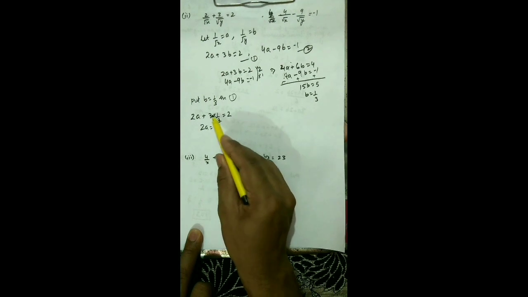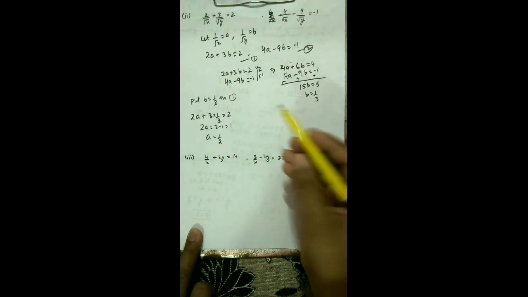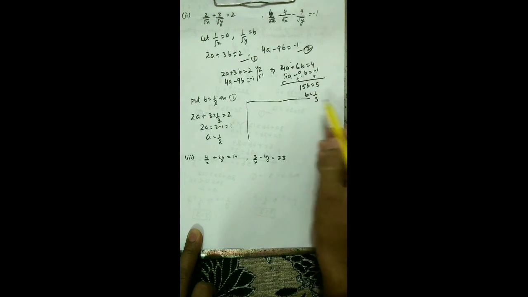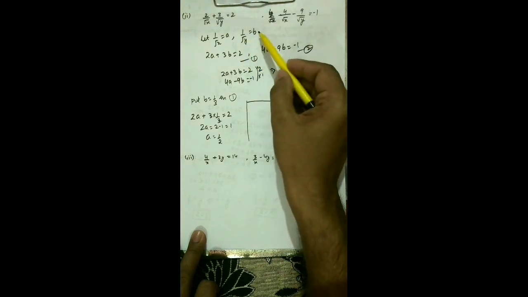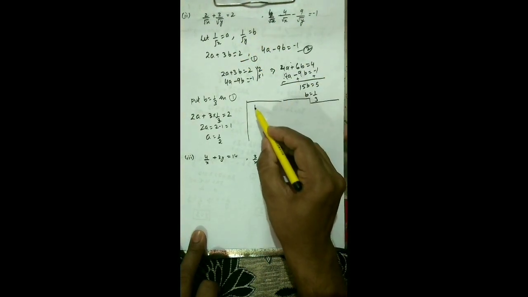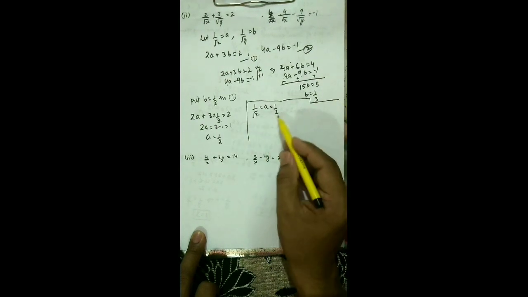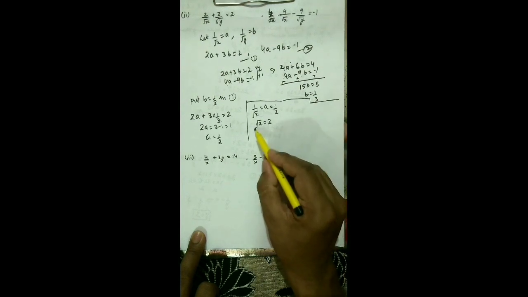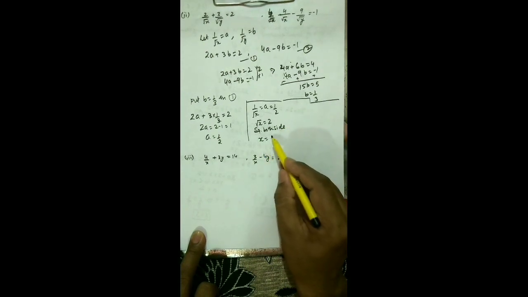So 2a equal to 2 minus 1, this is 1, so a is 1 by 2. Now you see your answer has not come. So what next to be done? You take what you have assumed in the beginning, that 1 upon root x was a, and a is 1 by 2. So now you do the reciprocal of both sides, then you will get root x equal to 2. Now squaring both sides, you get x equal to 4.